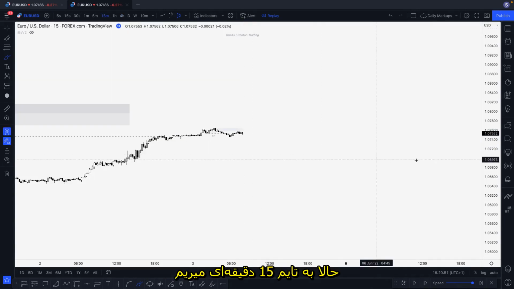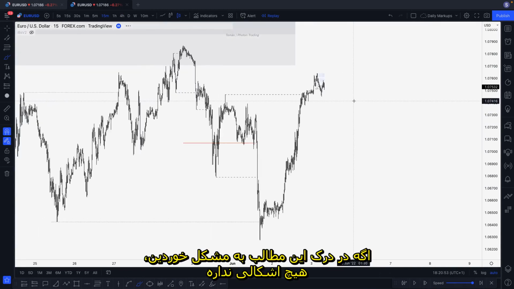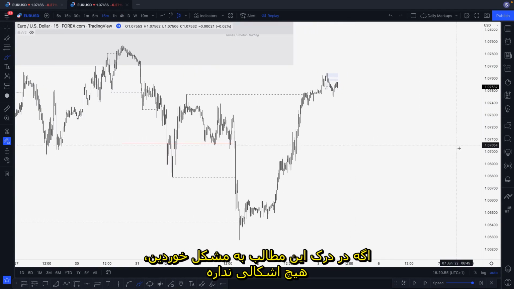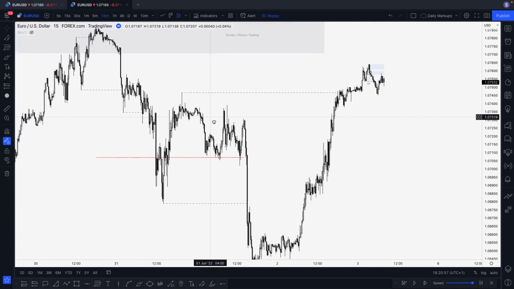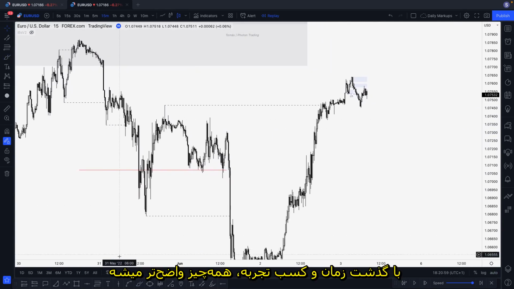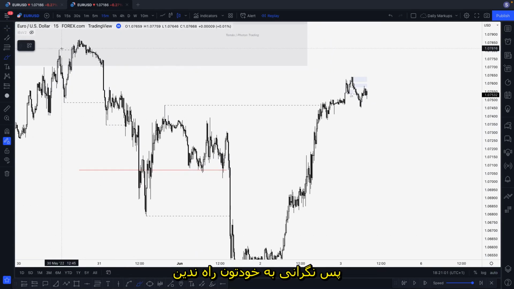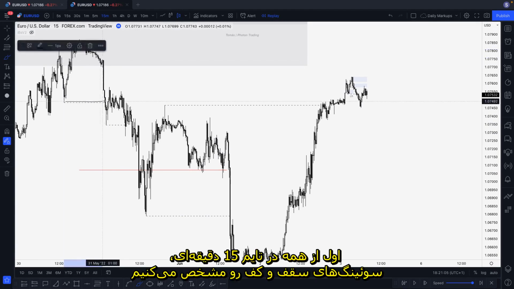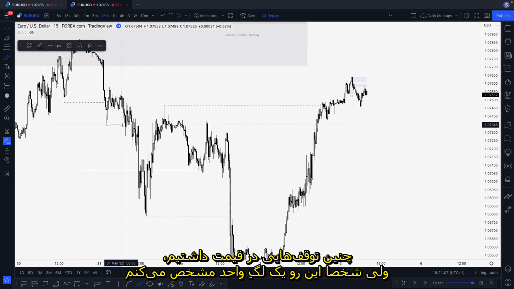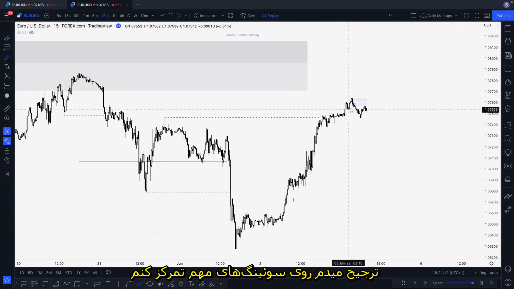Going to the M15, I understand this is quite confusing for you, so don't worry if you don't understand. With time and experience, I think it becomes clearer and clearer, so don't worry about that. On the M15, I just start here marking the swing highs and swing lows. We have this pullback. I personally mark this entire leg. I like to focus on the major swings.